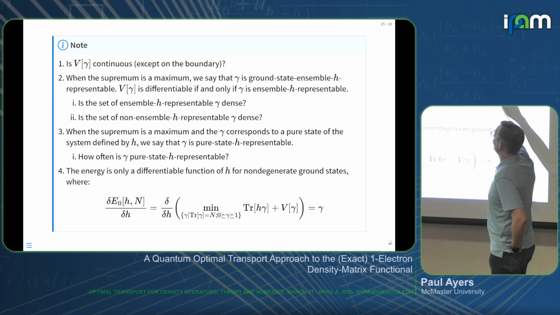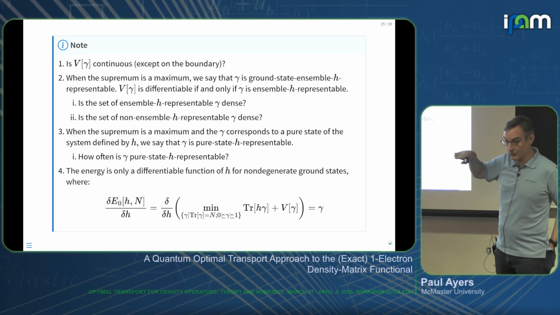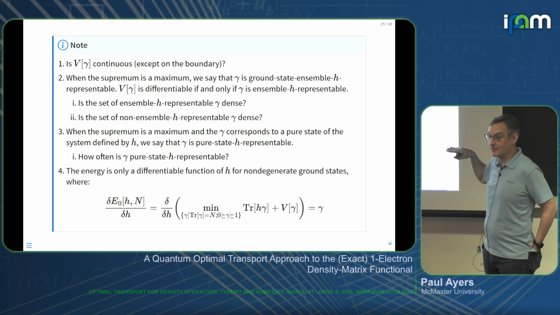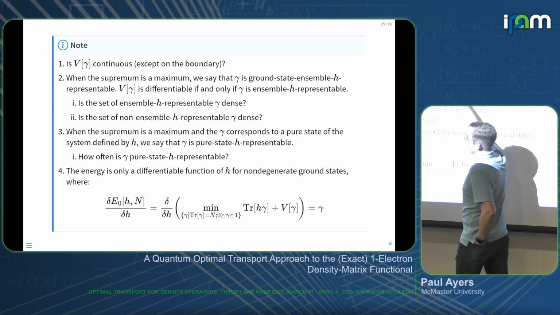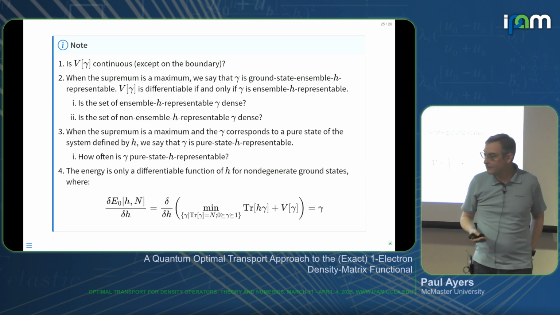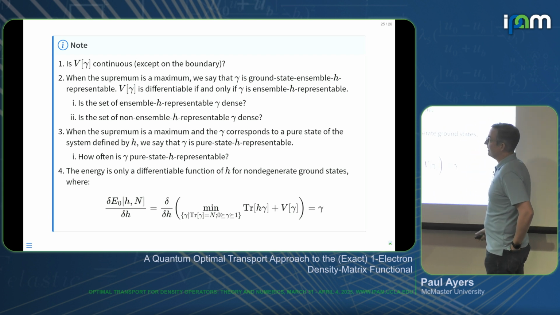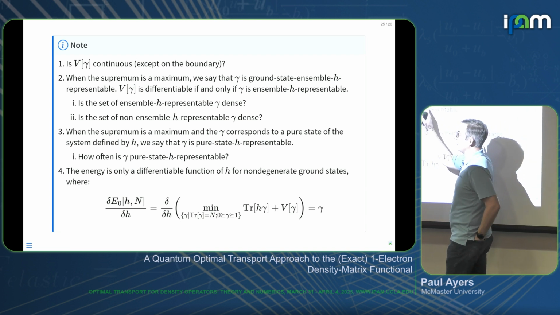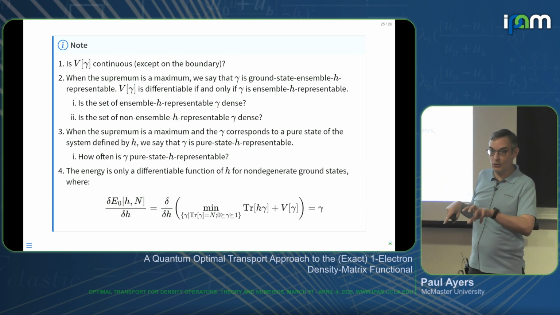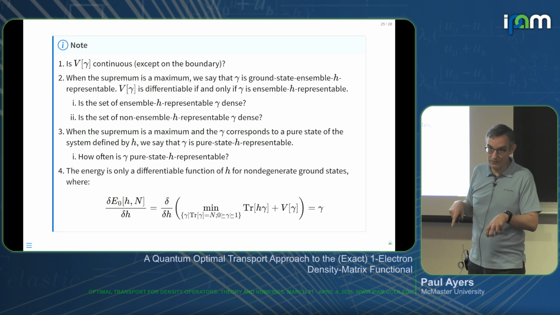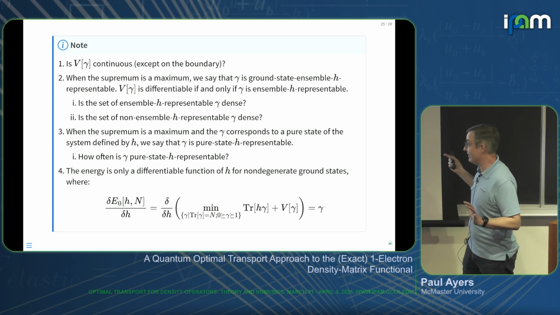When the supremum is a maximum, we would say it's ground state ensemble representable. There is some state, for that Hamiltonian, that has that density matrix, right? And that's exactly the case where you have this unique subdifferential, right? So in DFT, we believe that the ensemble V-representable densities are dense. So every density we believe is infinitely close to coming from a Hamiltonian, right? Is that true here, or is it not true here? I have no idea, right?